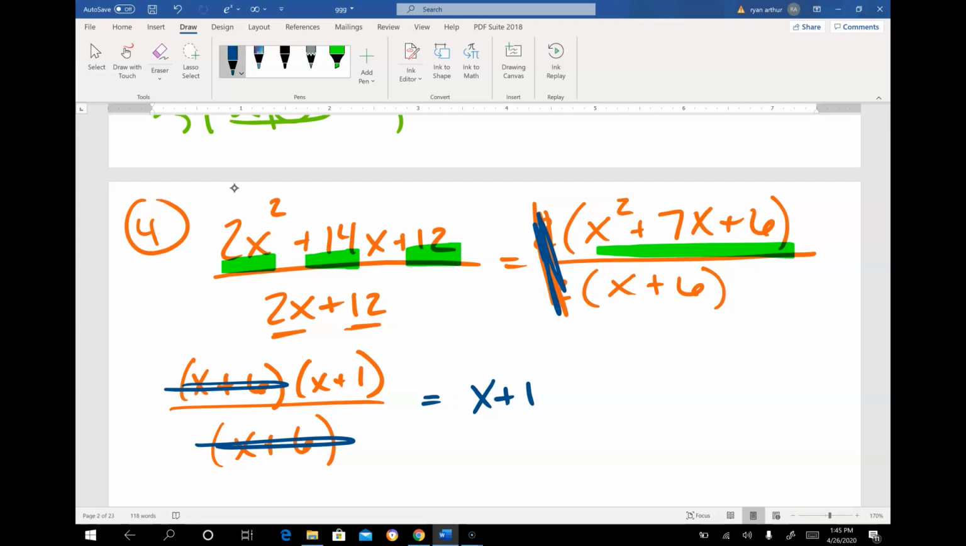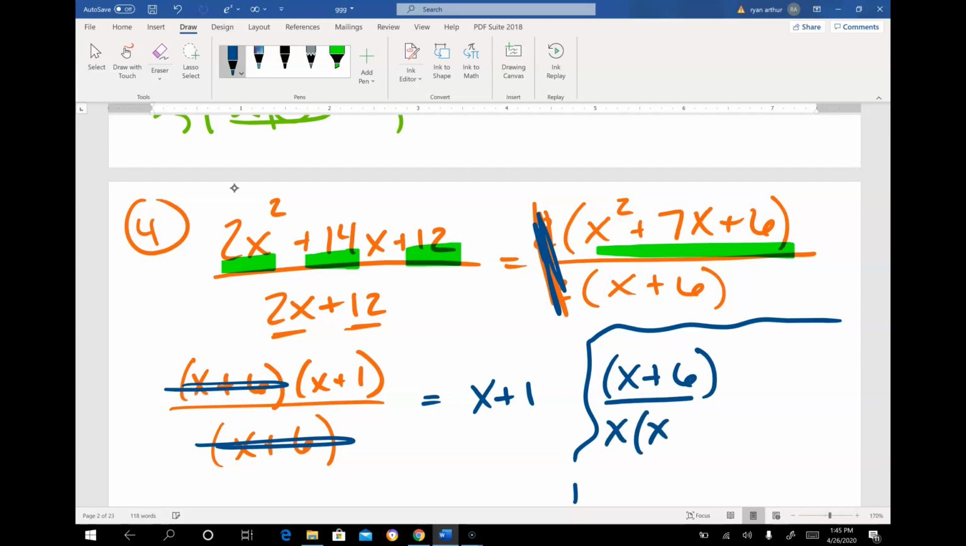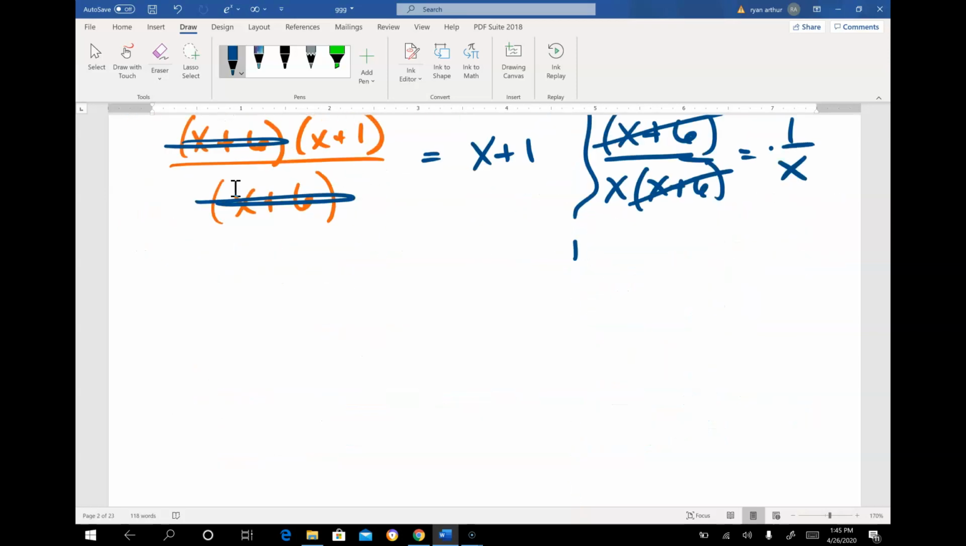Now, that brings me to another side thought. If your numerators cancel out and you're left with just the denominator, you can't get rid of a numerator. You have to always have a numerator. This would be 1 over x. So a denominator can go away, but a numerator cannot go away. Okay? All right. Number 5.